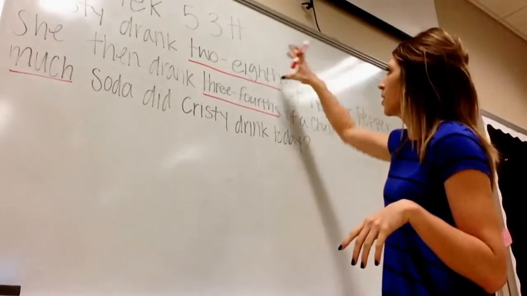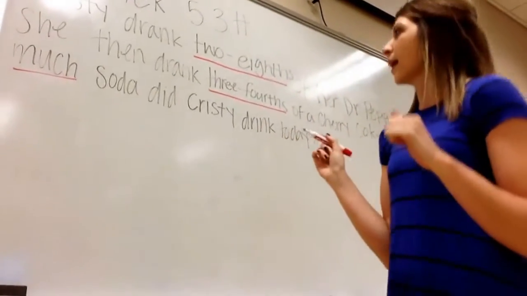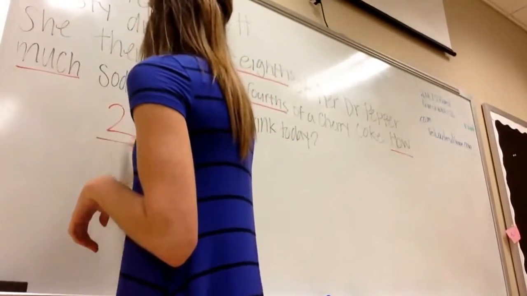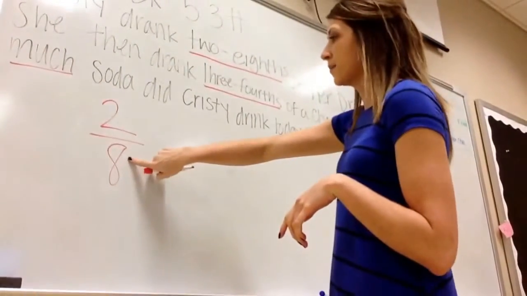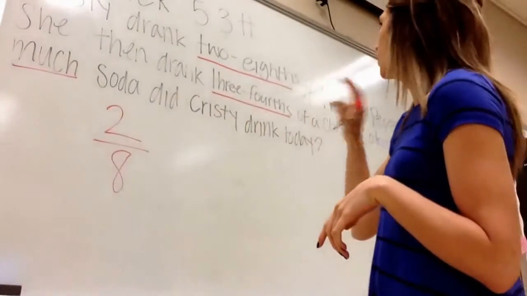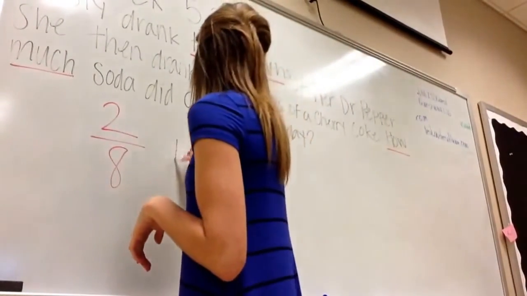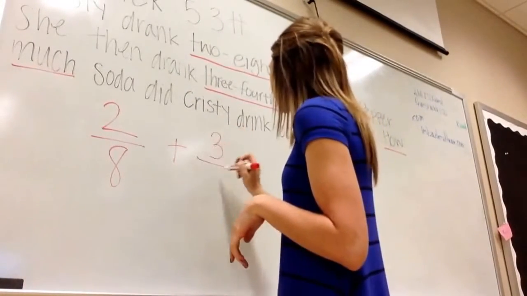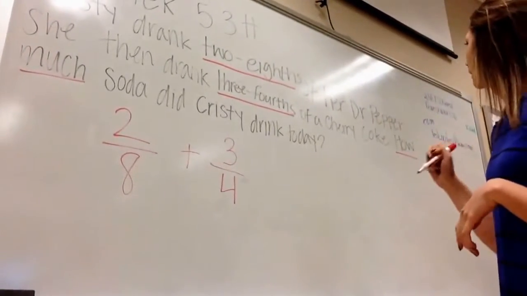So, to make this a little bit easier, we're going to take these words, the 2/8 and the 3/4, and put them into numbers. So, we have 2/8. Our whole is 8 parts, but there's only 2 parts because she drank 2/8 of her Dr. Pepper. So she drank 2 parts of that 8, which is our whole, plus the 3/4 of the cherry Coke she drank. She had a lot of caffeine today.